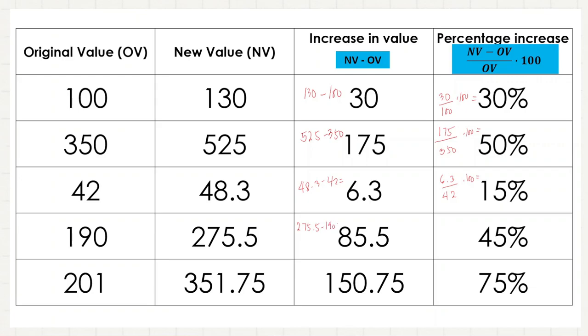Next one, we have 275.5 minus 190, which is equal to 85.5. So for percentage increase, we have 85.5 over 190 times 100 is equal to 45%. And for the last one, we have 351.75 minus 201 is equal to 150.75. So that would be the increase in value. So for the percentage increase, we have 150.75 divided by the original value, which is 201 times 100, which is equal to 75%.